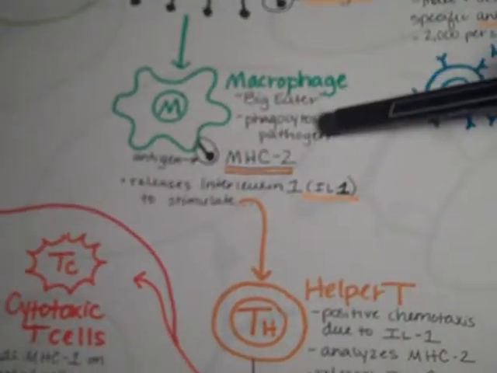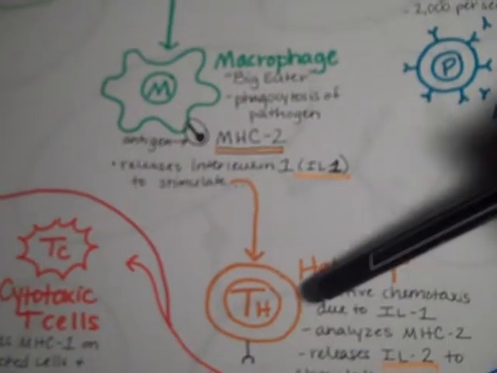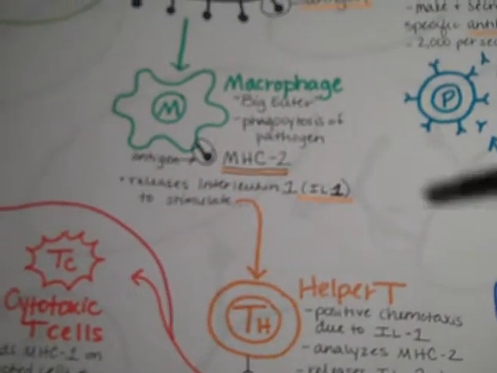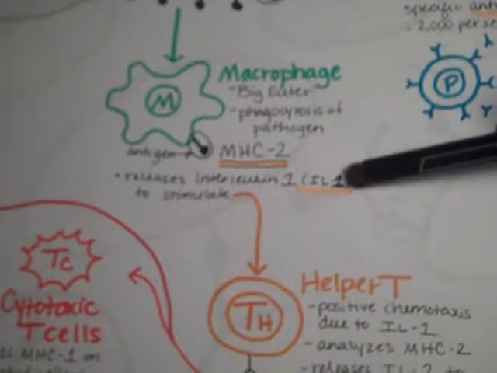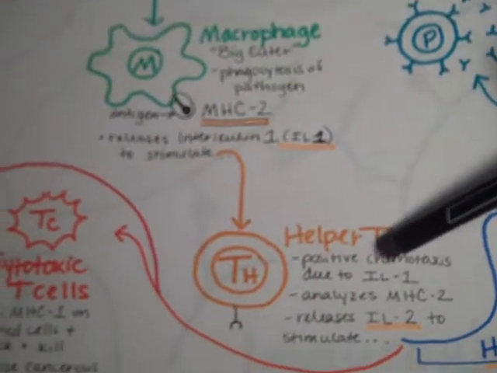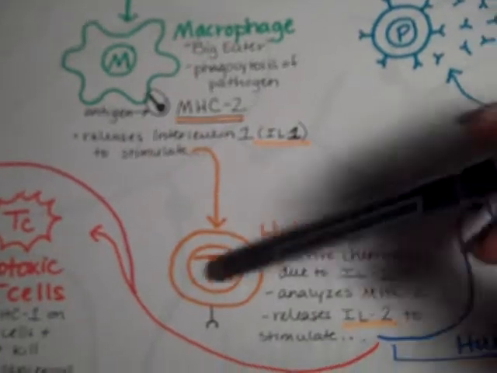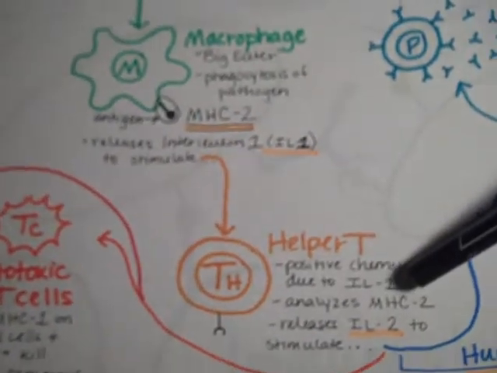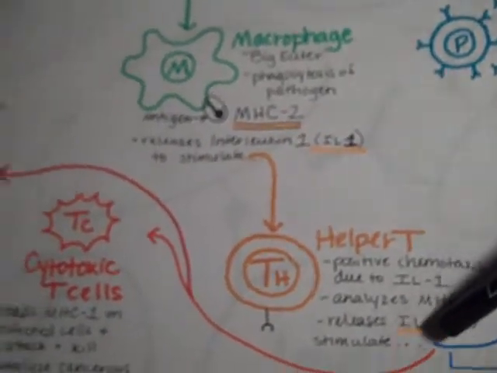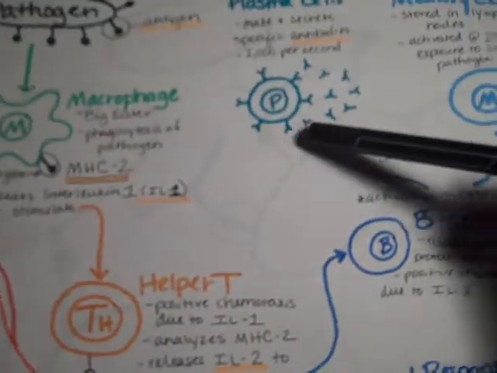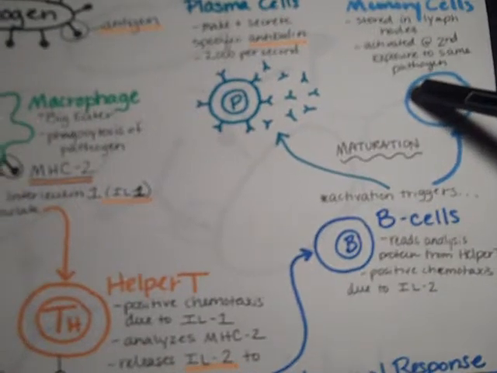All right, so the macrophage releases a chemical that tells the helper T cell to kick into gear. Anyone remember what it is? Good, interleukin 1. And then the T helper cell is going to release a chemical that sets a couple other pathways in motion. Anyone remember what that is? Interleukin 2, very good. So interleukin 2 is going to turn on the B cells. We get the plasma cells and the memory cells from that.